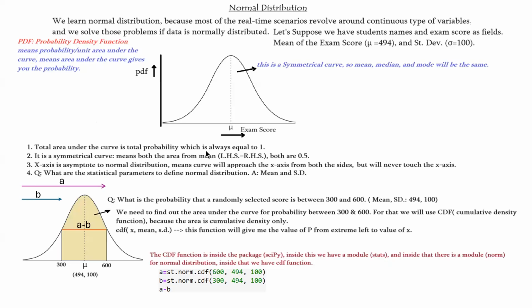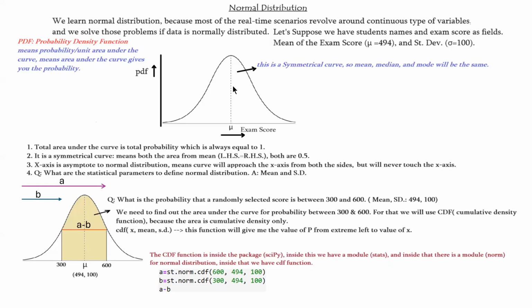So this is our symmetrical curve. And when this curve is symmetrical, when this is normally distributed, the mean, median, and mode will all be the same. So let's understand a few things about this normal distribution. The first thing is the area under this curve. The area under this curve is our probability. This is the same probability which we use in our hypothesis testing. So the area under this curve is probability, and it is always equal to 1.